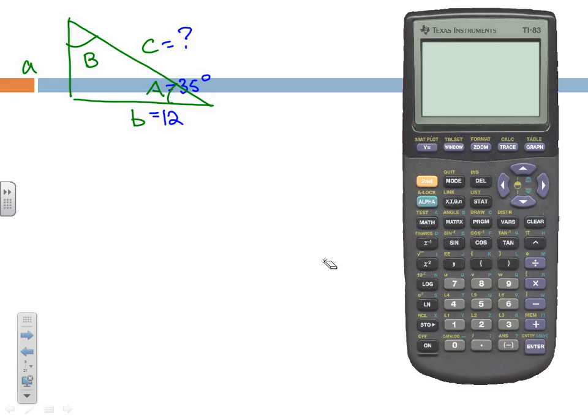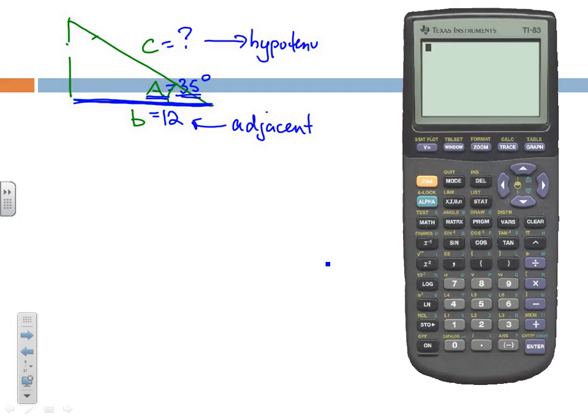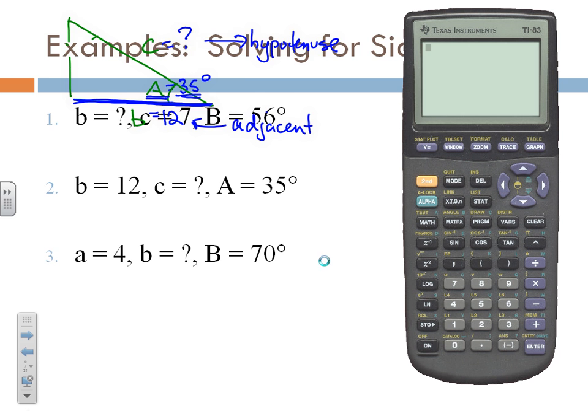So what I'm going to do is ignore angle B and ignore side A again, and just look at these sides and this angle. Related to angle A, which is 35 degrees, side B is right next to it, so side B is adjacent. Side C is always the hypotenuse. Angle A is my reference angle, as I would call it.